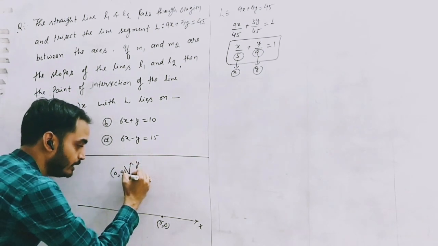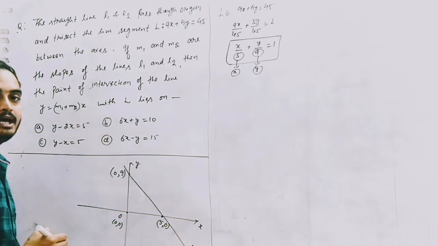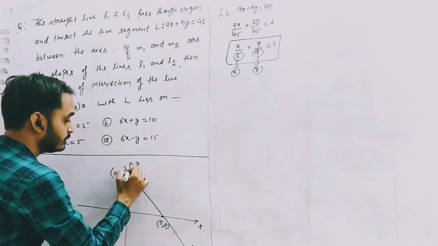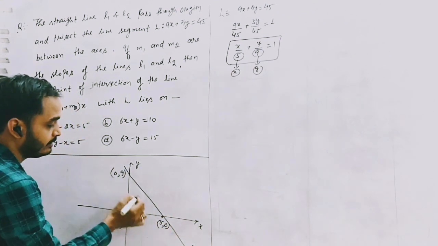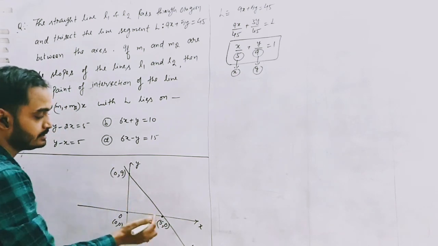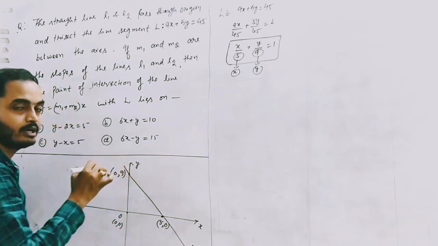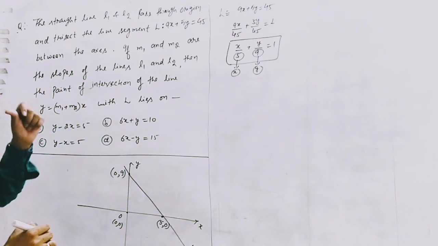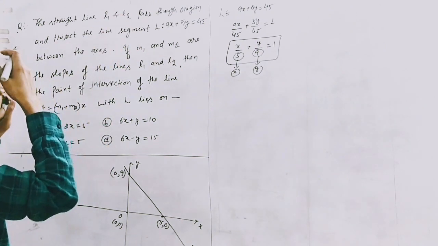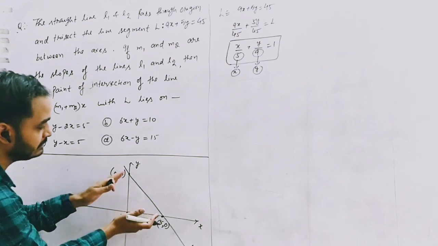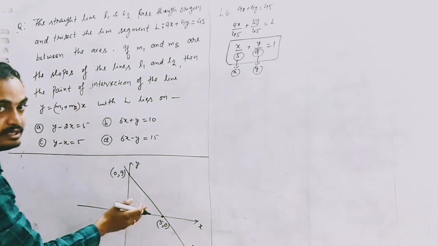Now from these 2 points, we can draw the line, which is the line L. So 5 and 9 are the x-axis and y-axis intercepts. 5, 0 is the coordinate of this point and 0, 9 is the coordinate of this one. Now there are 2 other lines L1 and L2 which intersect the segment between these x and y axes, and they are trisecting it.